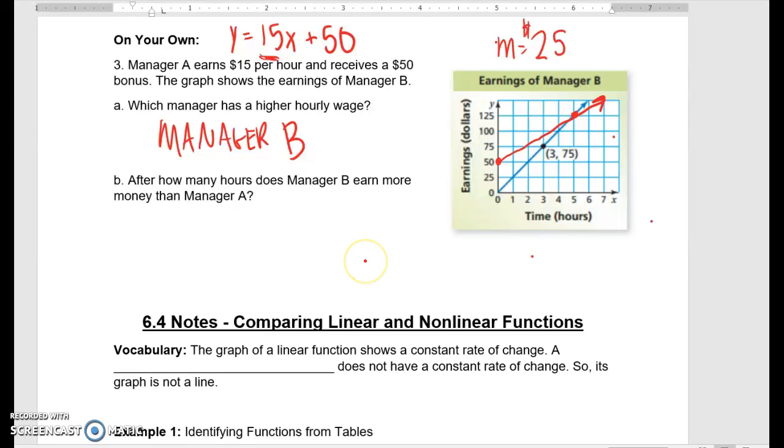So after how many hours does manager, so we just plotted manager A. This one was manager B. So after how many hours does manager B earn more than manager A? So you have to look at where they intersect, which was at 5 hours. So manager B would earn more money after 5 hours, because right at 5 hours they're making the same exact amount. So that next hour, or maybe even that next 20 minutes, they're making more money.